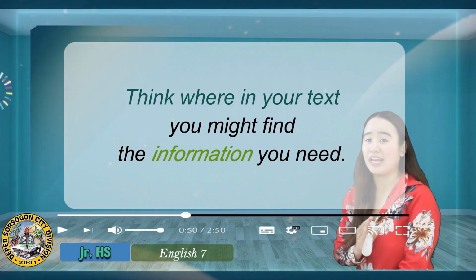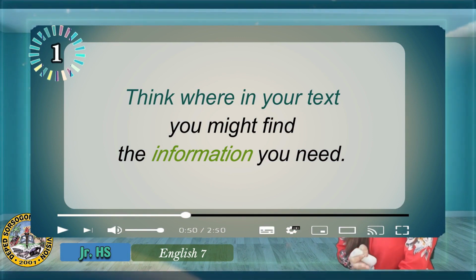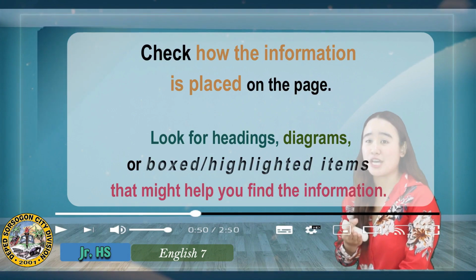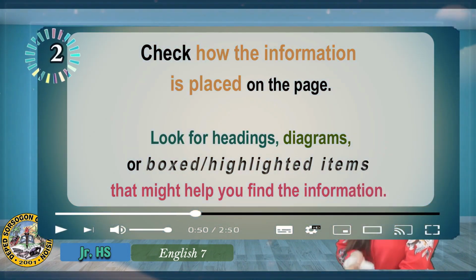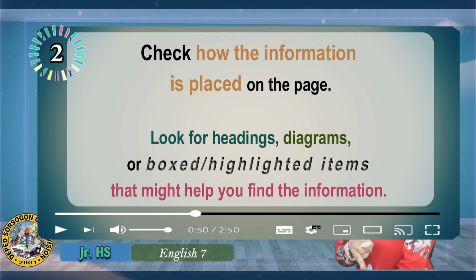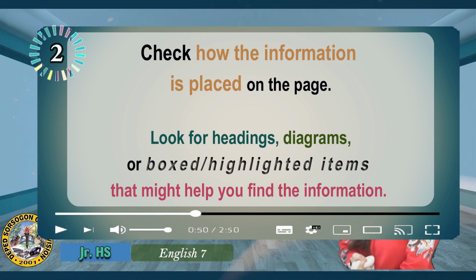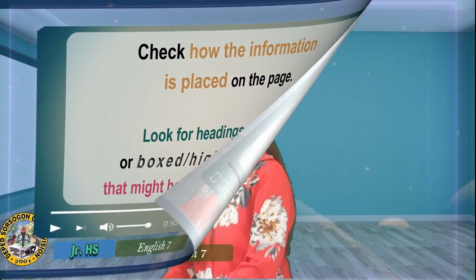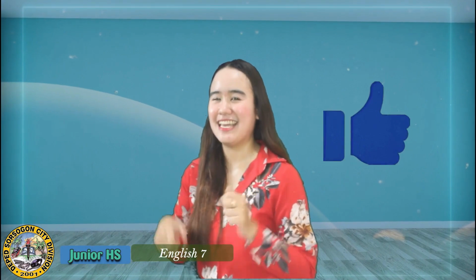Again, the first step is think where in your text you might find the information you need, and the second is to check how the information is placed on the page. Look for headings, diagrams, or boxed or highlighted items that might help you find the information. Are the steps about skimming and scanning clear to you? Very good! Now we can proceed with our activity.